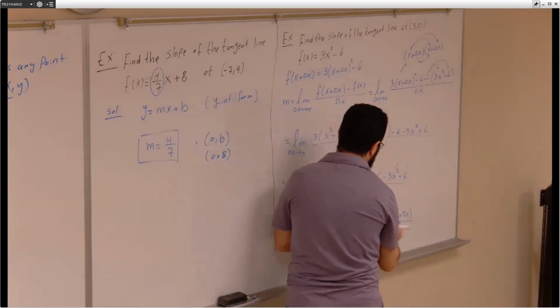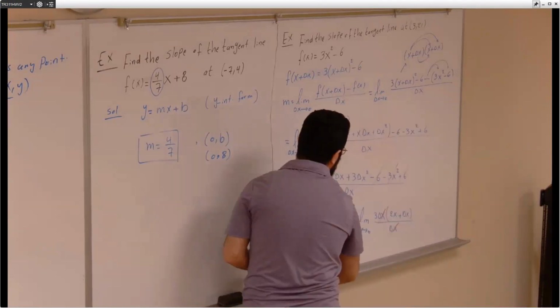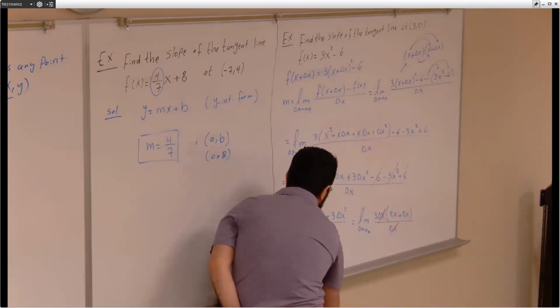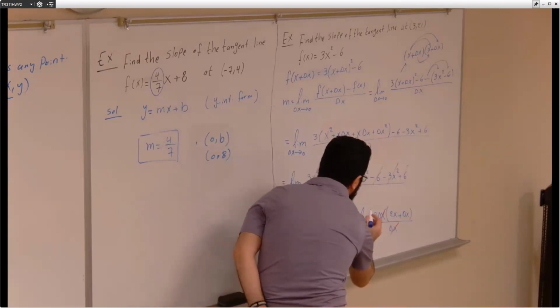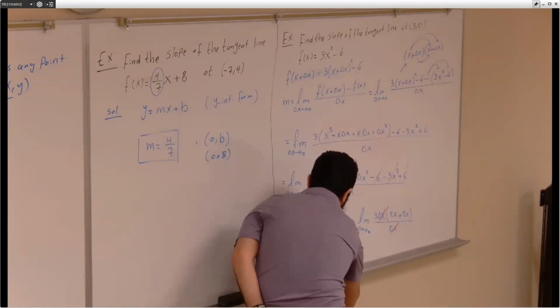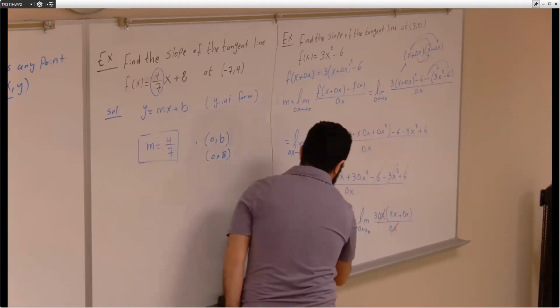Next step, we're going to cancel delta x with delta x. So what's left is just the limit when delta x approaches 0, 3 and 2x here, 3 and here 2x plus delta x. Don't have to write down anything here.